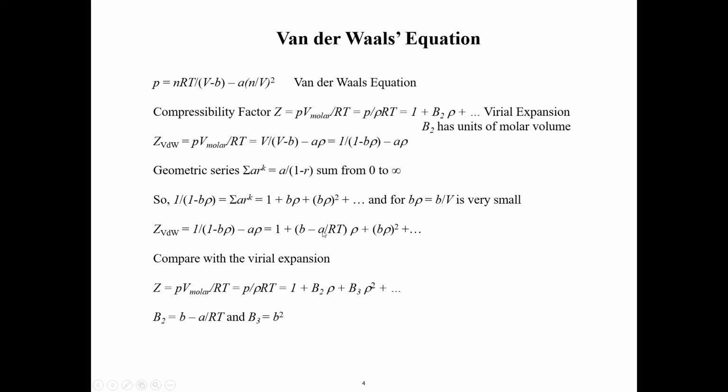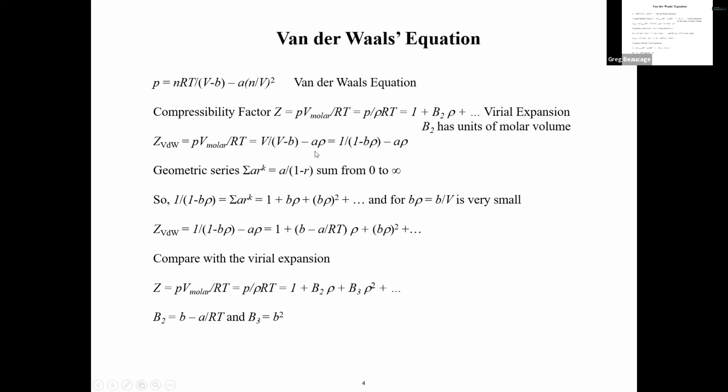So you end up with B minus A over RT. This should have been A over RT here. Sorry, A over RT there. So B minus A over RT is the second virial coefficient. Like 1 plus rho, virial expansion, 1 plus B2 rho. So B2 is that B minus A over RT. And if you want to include the third one, then you have a third virial coefficient, which is like B squared, if you do that. So anyway, basically you end up with that form.